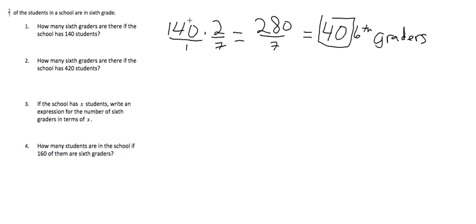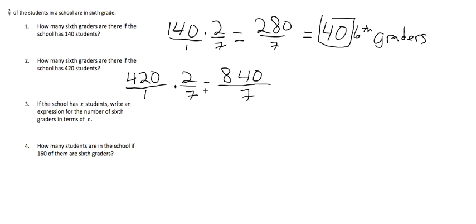So in the second one here, same exact process. If we have 420 students as the total amount of students, we're going to be multiplying that by a fraction of 2/7. In this case here, we get 840 over 7 if we multiply across. And then if we divide 840 by 7, we'll end up getting 120 6th graders.